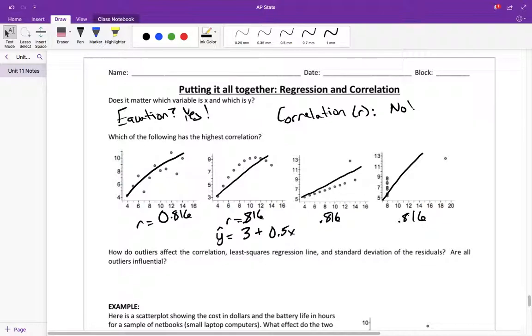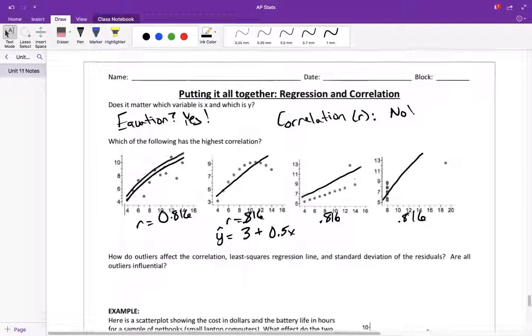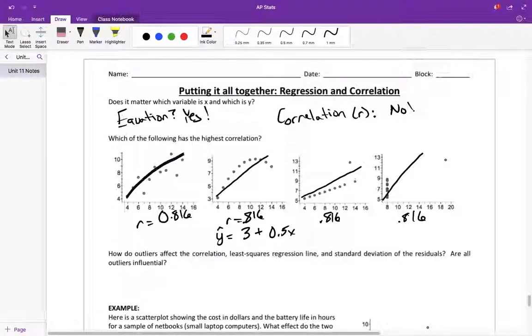All right, so next question. How do outliers affect the correlation, least squares regression line, and standard deviation of the residuals? And are all outliers influential? We'll talk about that here. So first off, how do outliers affect the correlation? The correlation becomes weaker. So when we're talking about correlation, you're going to have a weaker correlation.